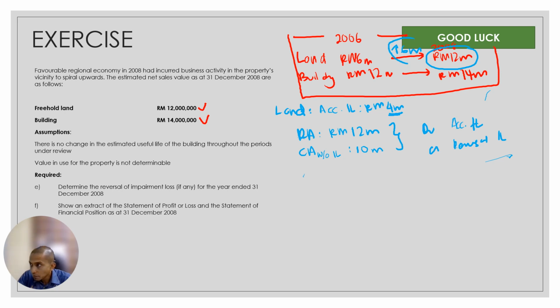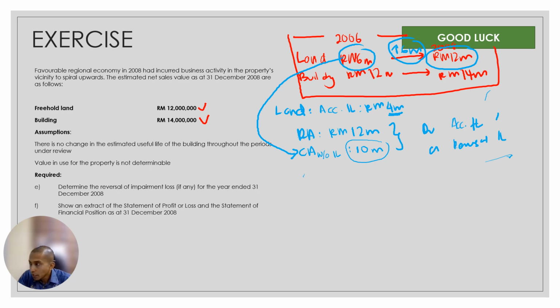Even though it is increased by 6 million, we can increase it from 6 million. We are going to choose the lower. Which one is the lower? Carrying amount without impairment loss. So from 6 million, it can be increased until 10 million only.